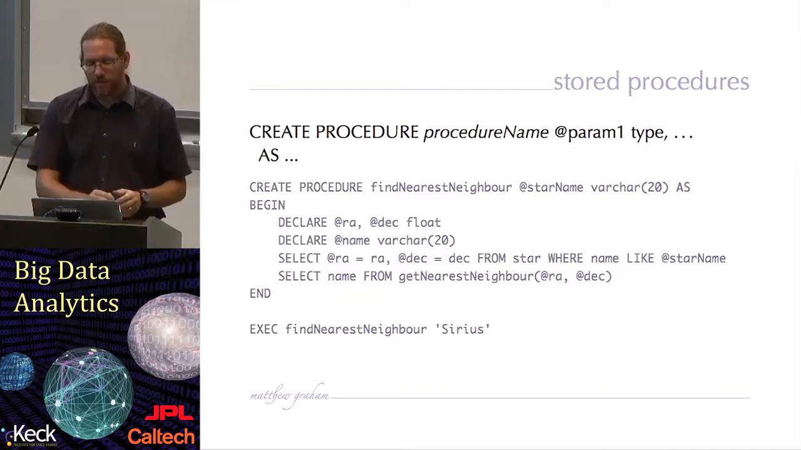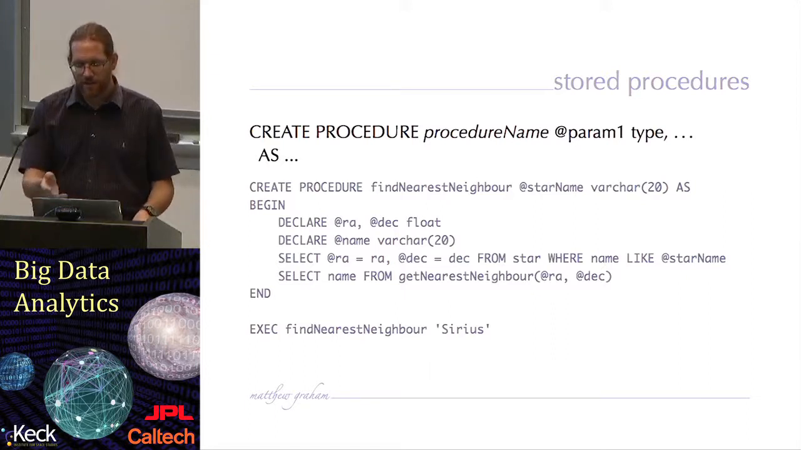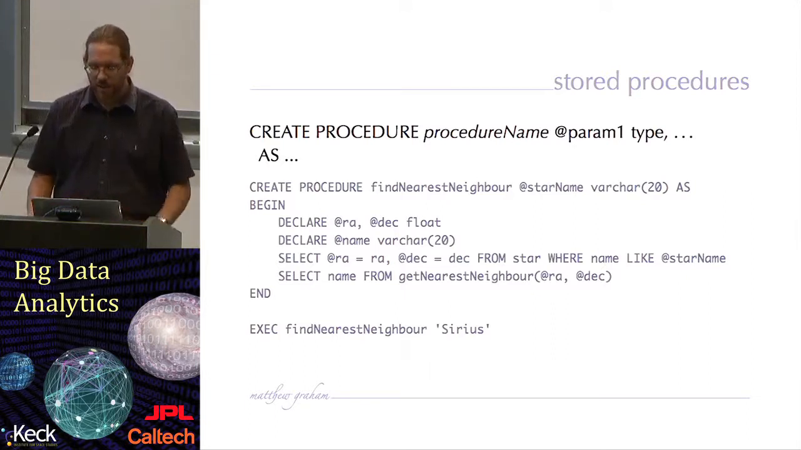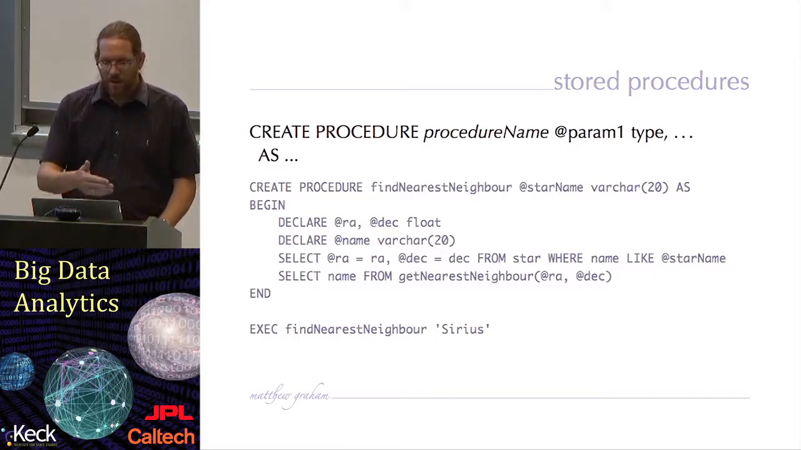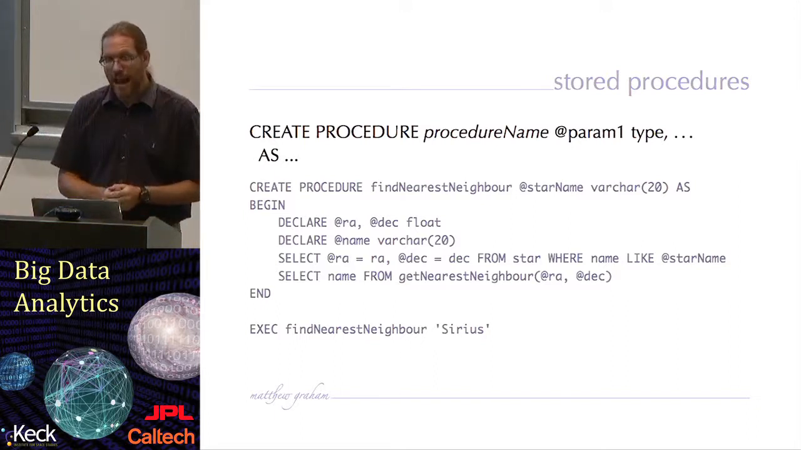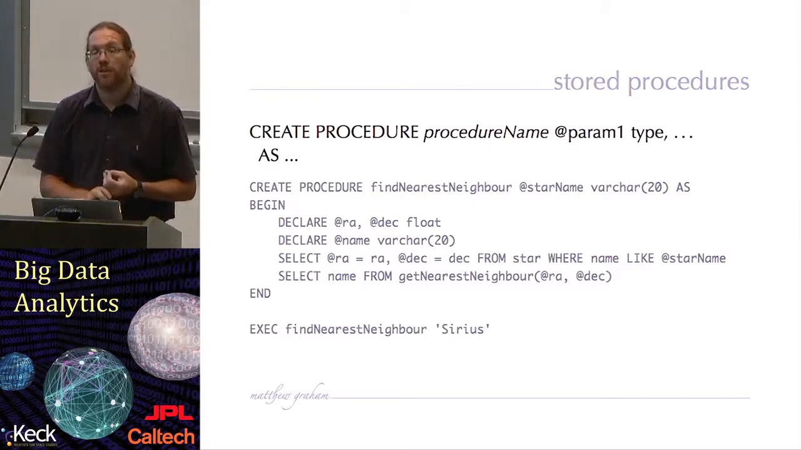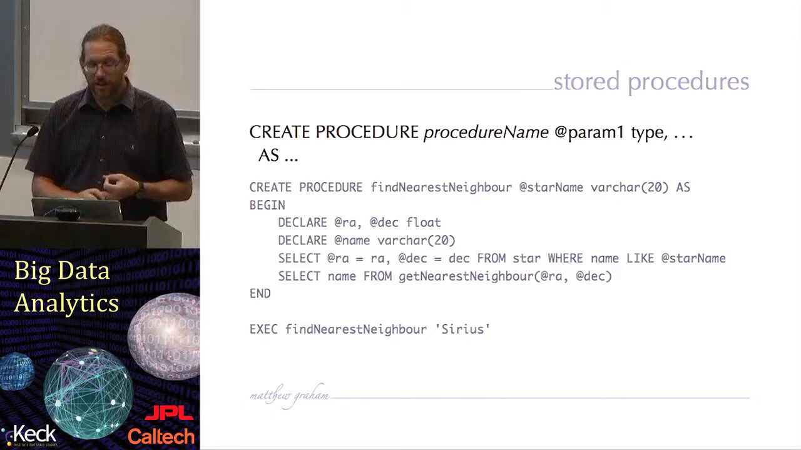So what I first of all do is create procedure, name of the procedure, the argument. The type of the argument is varchar, a variable character of up to length 20. And then I declare the internal parameters for this procedure. Those are denoted by the @ sign. I'm declaring an RA and a dec variable. These are of type float. I'm declaring a name variable that's of varchar 20.